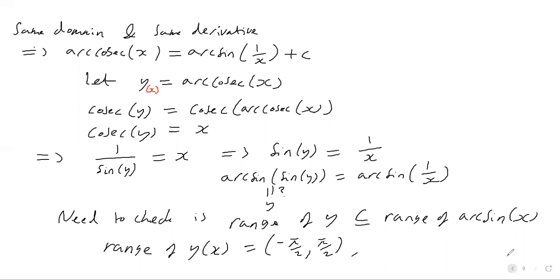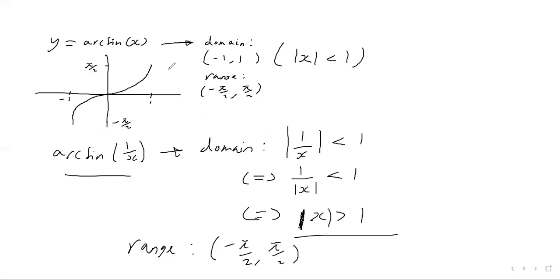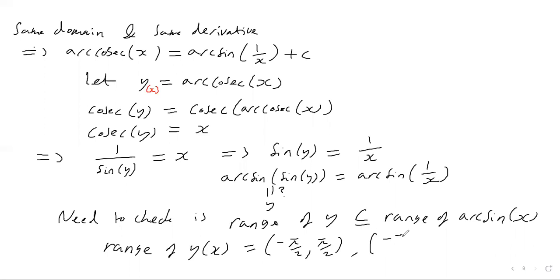And the range of arcsine, we did this back at the start of the video over here. Yeah, so the range of the arcsine function we can see is also minus pi over 2 up to pi over 2. So let's make a note of this. Minus pi over 2 up to pi over 2. And so this range here is the same as the range of arcsin of x. Okay, so they've got the same range.